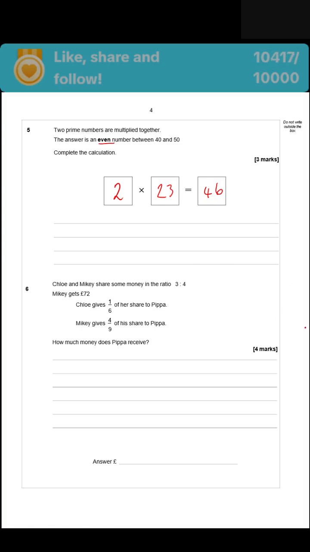Thank you to those who just posted some prime numbers in the comments. That obviously will help everybody. 5 times 11. Well, 5 times 11 is 55, so it's not between 40 and 50, and 55 is not an even number.